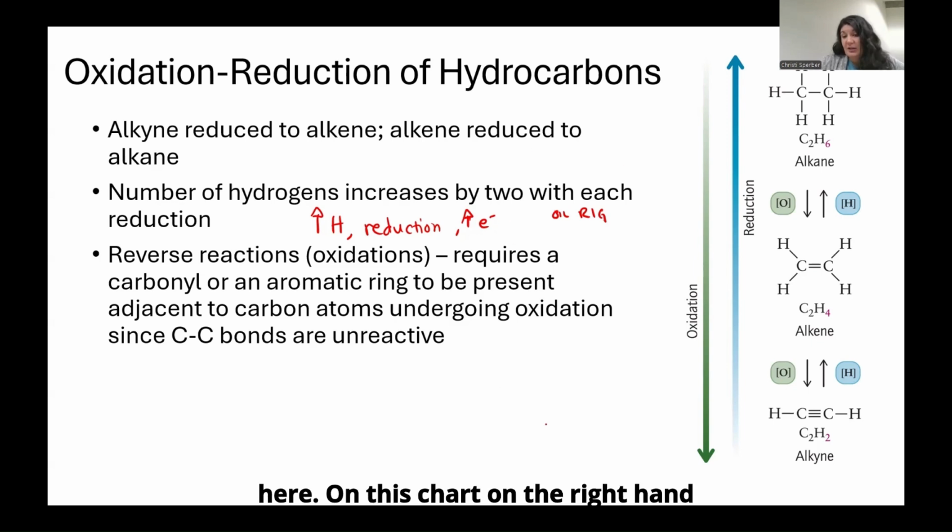We can see here on this chart on the right-hand side, for oxidation, we have an alkane goes to an alkene, goes to an alkyne, but it requires a carbonyl or aromatic ring to be present next to that carbon. The other direction, reduction, goes from alkyne to alkene or alkene to alkane.